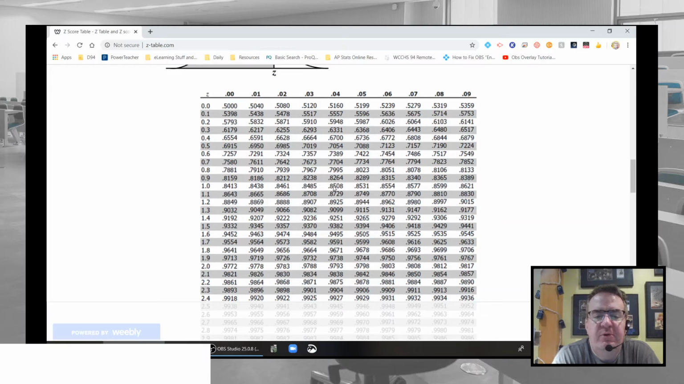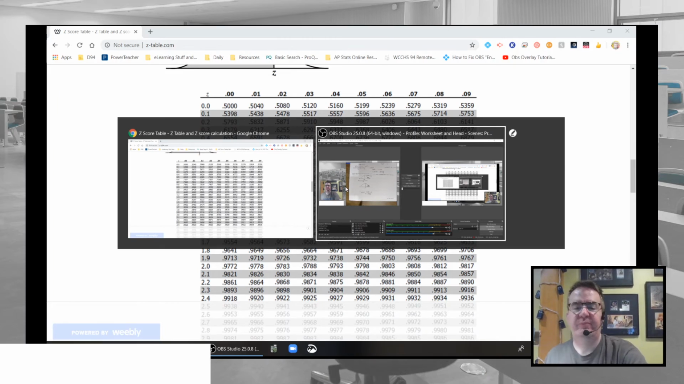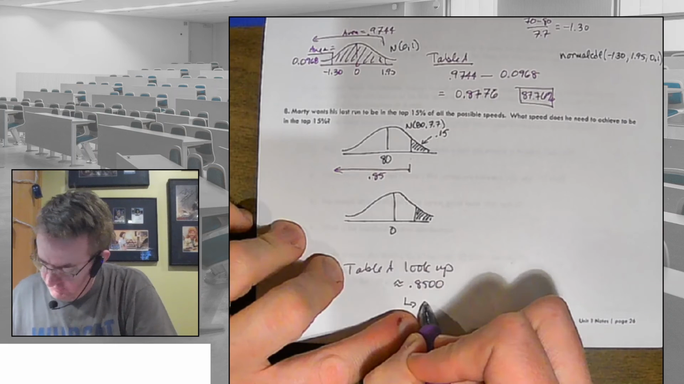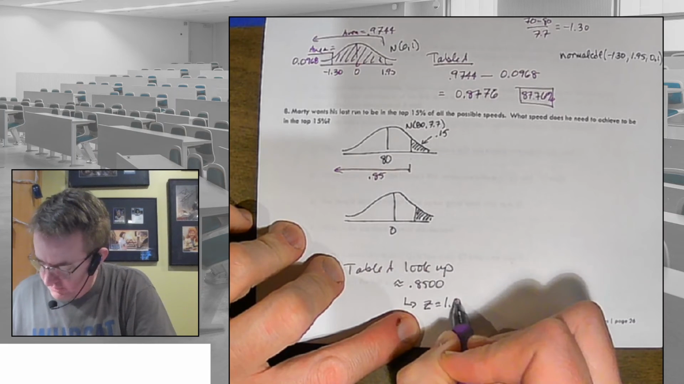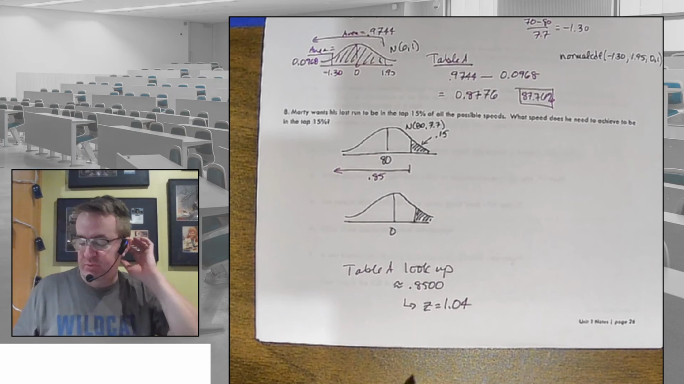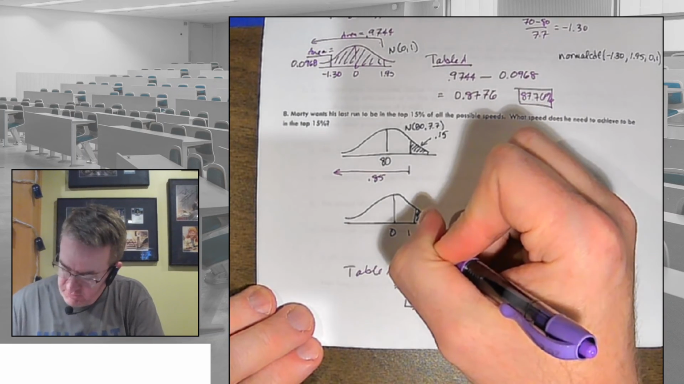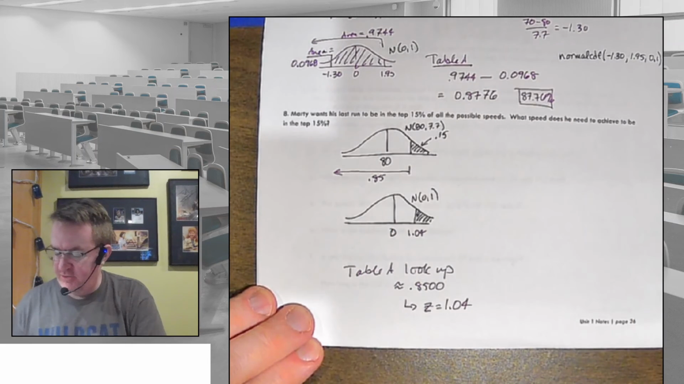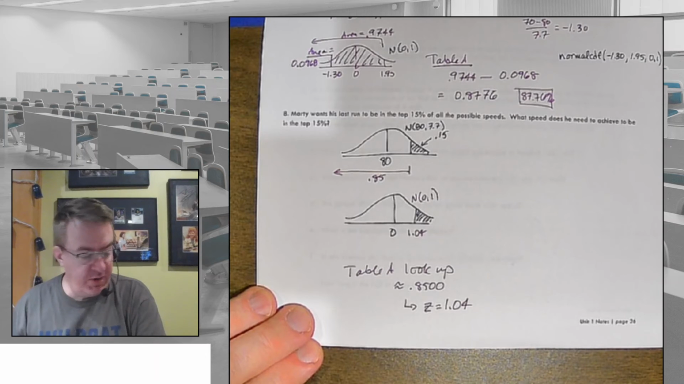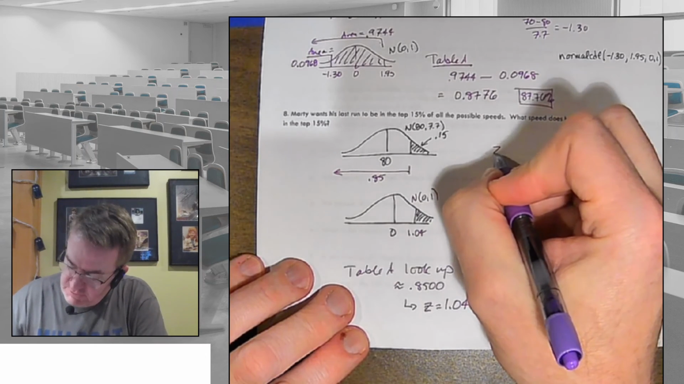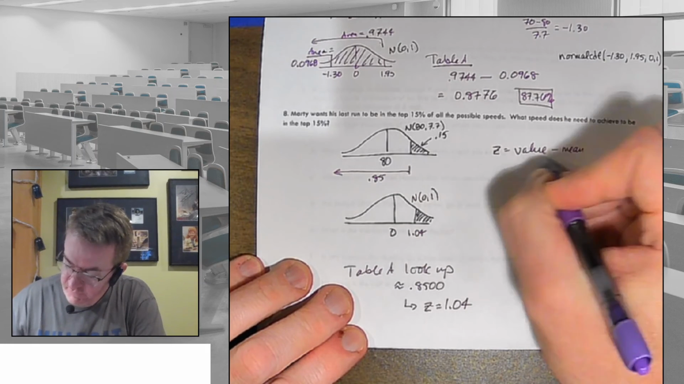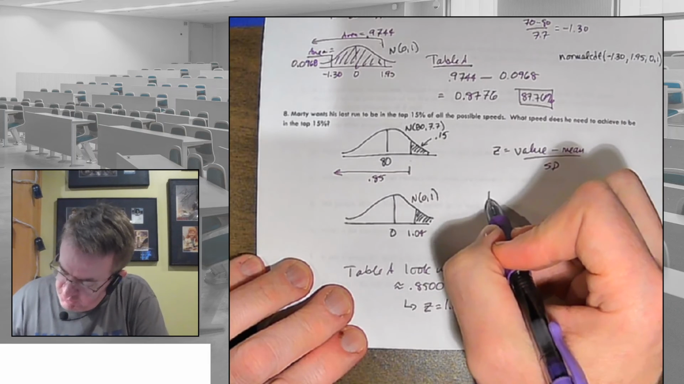I'm going to go up here and get 4. Oops, forgot to switch. There we go. Okay. That gives you a z-score of 1.04. And that's what you're going to end up using. So I know that this is going to give me 1.04 if my normal curve has a mean of 0 and standard deviation of 1. So once I know that, remember, z-score is value minus mean divided by standard deviation, right? So my z-score is 1.04.